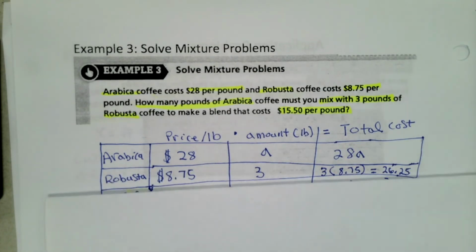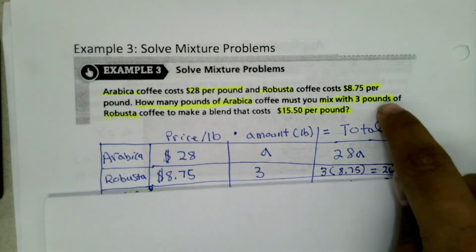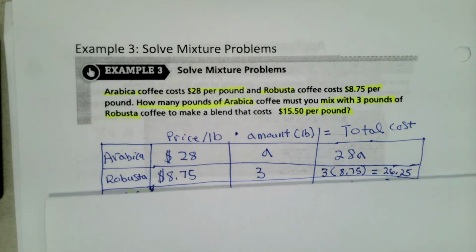It's $8.75 per pound. And we know we're going to have 3 pounds of it. So what's our total cost? Well, it's 3 times 8.75. If you type that in your calculator, you get 26.25.